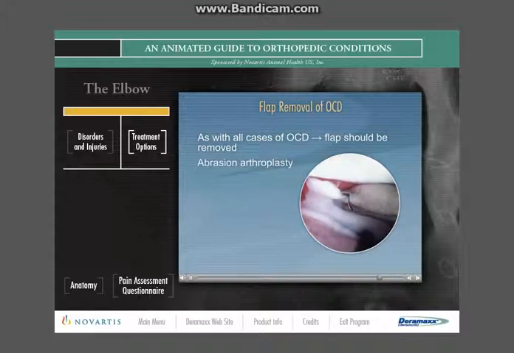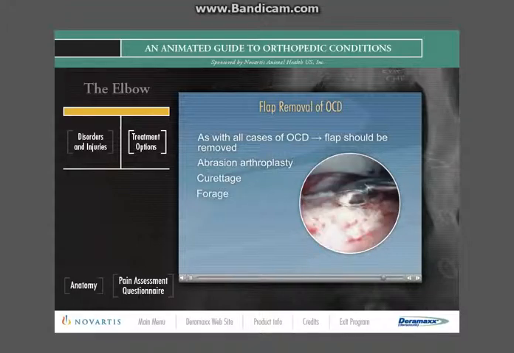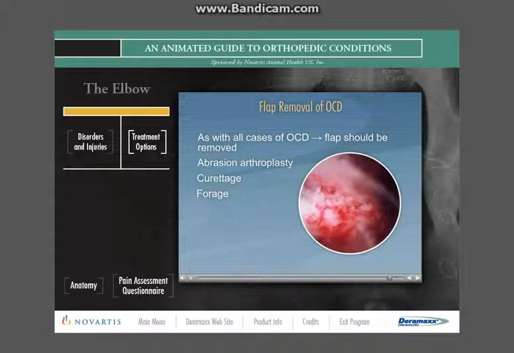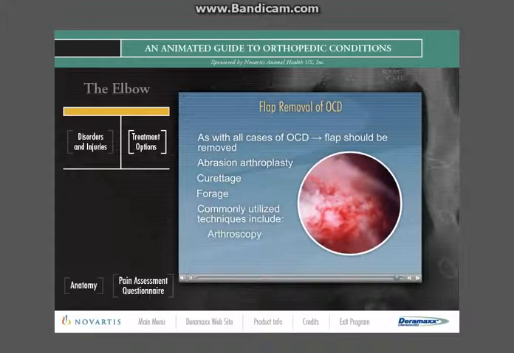Abrasion arthroplasty, curettage, or forage is then performed to the subchondral bone to encourage bleeding and formation of fibrocartilage. Commonly utilized techniques include arthroscopy or arthrotomy.